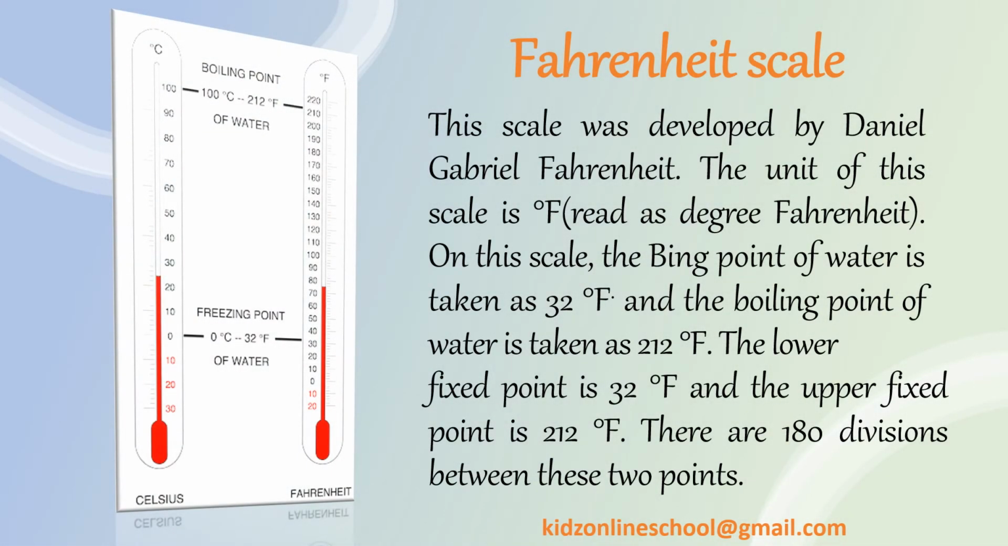Fahrenheit scale. This scale was developed by Daniel Gabriel Fahrenheit. The unit of the scale is degrees F. On the scale, the freezing point of water is taken as 32 degrees Fahrenheit and the boiling point of water is taken as 212 degrees Fahrenheit. The lower fixed point is 32 degrees Fahrenheit and the upper fixed point is 212 degrees Fahrenheit. There are 180 divisions between these 2 points.